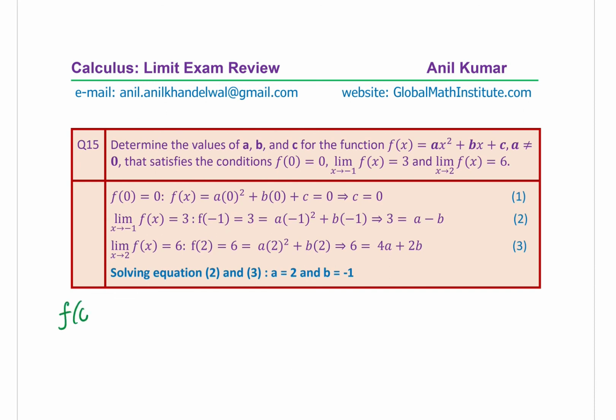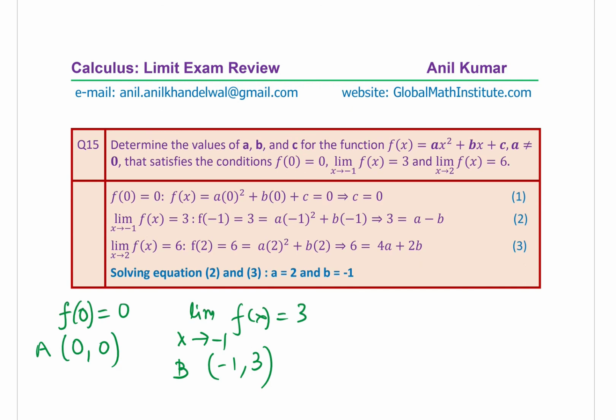The first one is f of 0 is equal to 0. That really means that the point (0, 0) is on the curve. Let's call this point A. The second condition given to us is that the limit as x approaches minus 1 of f of x is 3. That means the point (minus 1, 3) is also on the curve. Let's call this point B. The third condition given to us is the limit as x approaches 2 of f of x is equal to 6. So the third point C on the curve is when x approaches 2, the value is 6. So that is the point which is being approached.